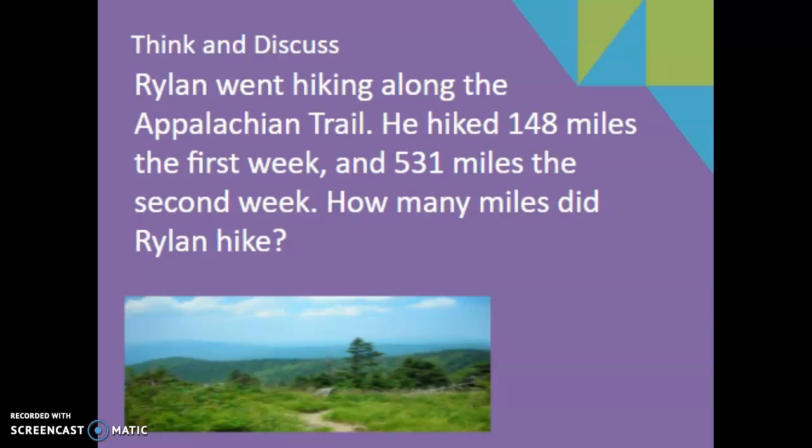So in this one, Rylan went hiking along the Appalachian Trail. He hiked 148 miles the first week and 531 miles the second week. So in my mind, I'm seeing Rylan walking on this trail. The first week he went 148 miles. And the second week he went 531 miles. It's asking the question of how many miles did Rylan hike. So at this point, I know that I'm going to have to combine those together to find out how many miles he actually hiked. So in this particular case, I'm going to use addition to get that answer.